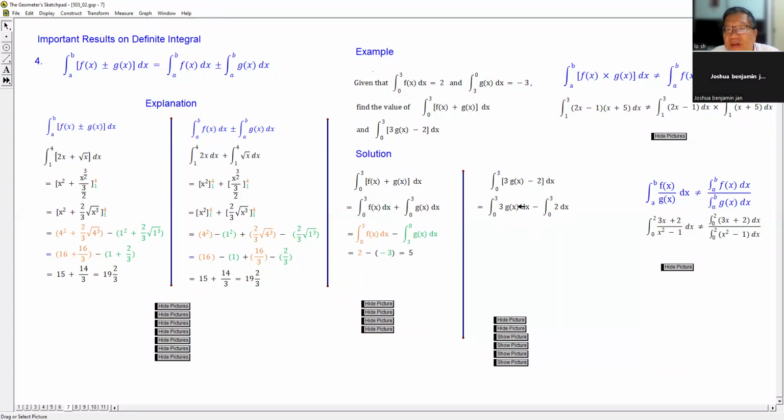So you have to integrate these two separately. Please take note that, yes, anything? The answer is 4. Okay.